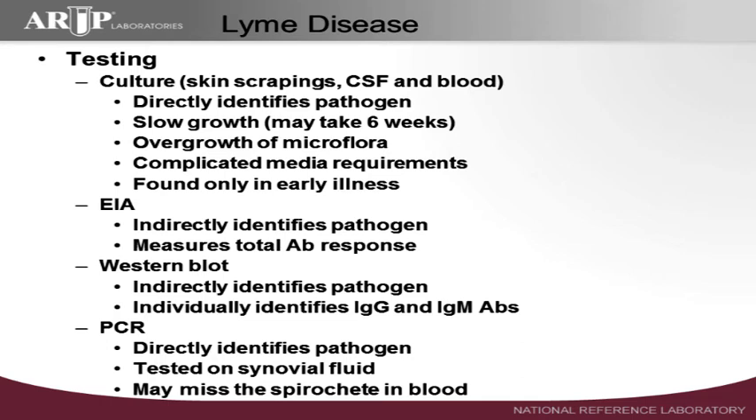So now we're going to get down to what you guys are in school for, testing. This is your bread and butter, so we're going to go over this fairly heavily. Testing, culture. We've talked about this a little bit. It directly identifies the pathogen, but it's a slow grower. It may take up to 6 weeks. You want to know you have Lyme disease now, don't you? I mean, it's easy to treat. They give you some antibiotics and soon it's over with.